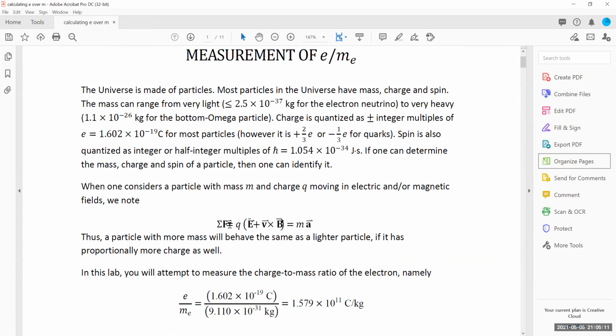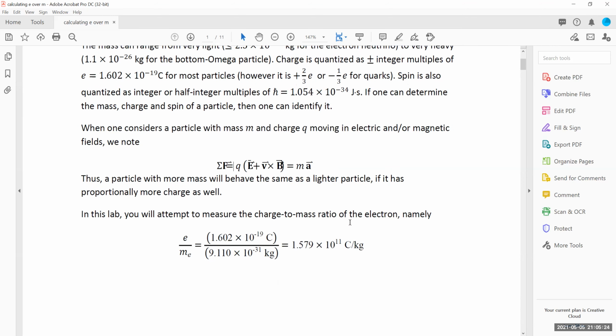We've seen this law in here. Everything has shifted in this law. So basically, this is F equals q times E plus v cross B. This is the Lorentz force, equal to ma. Okay. So the point being in here is the ratio. We know now what it is. So this is the number that ultimately you're supposed to find.